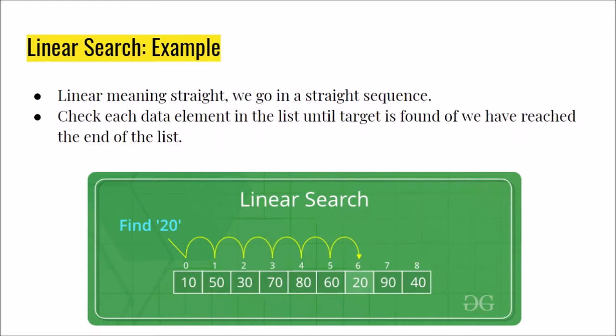So if we look at the example below, imagine the list 10, 50, 30, 70, 80, etc. is a list of numbers, and we're trying to find a number, and we can use the example in the image, which is 20. We're simply going to start from the beginning of the list and keep looking at each element we come across as we progress through the list until the data element that we're looking for is found or we reach the end of the list, which in this case would be position 8 or 40.